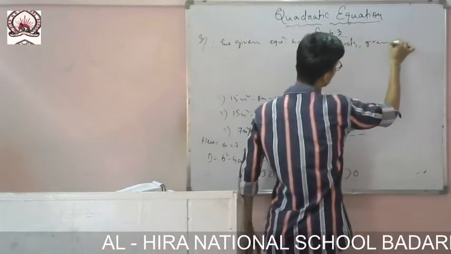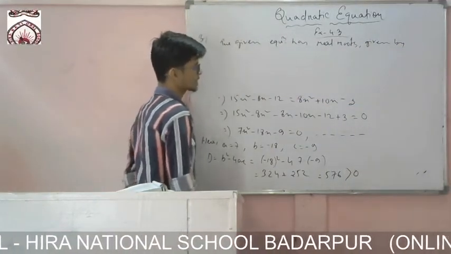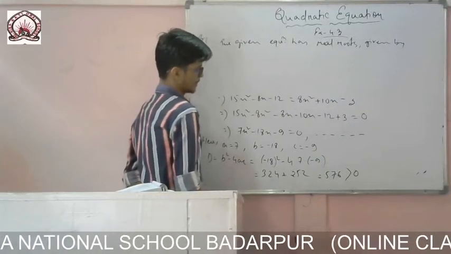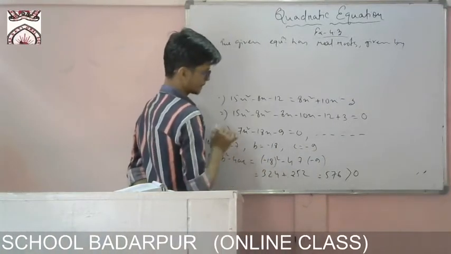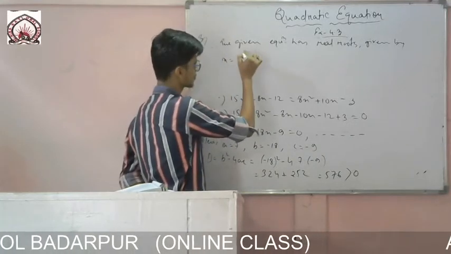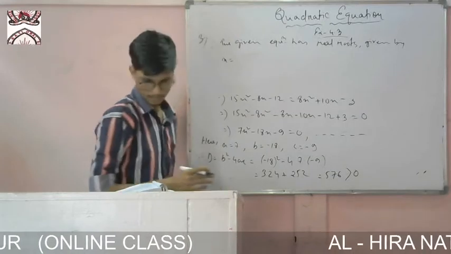It will have real roots given by x equals to minus b, okay, let me write directly. I have to wrap the equation.